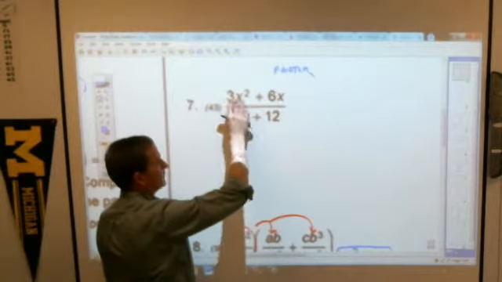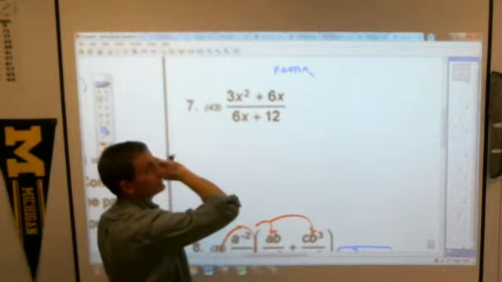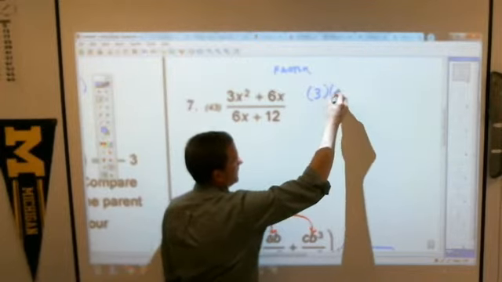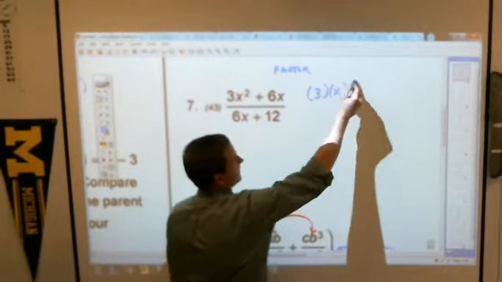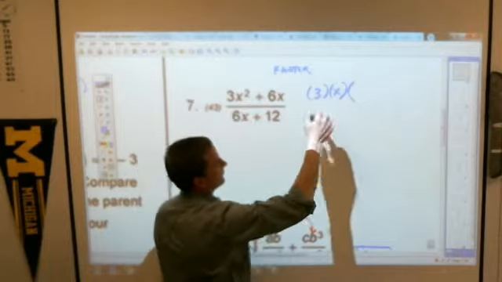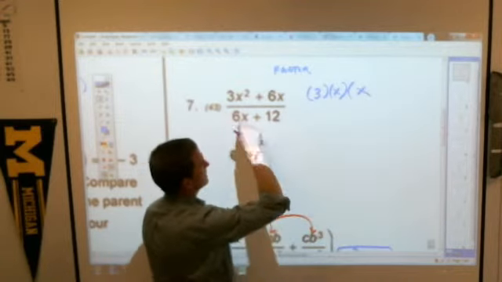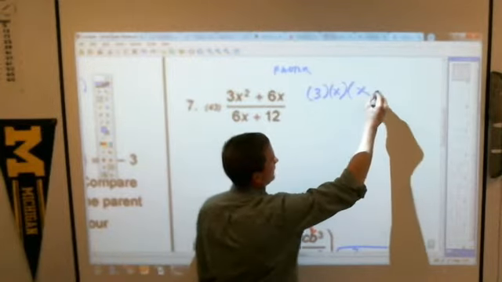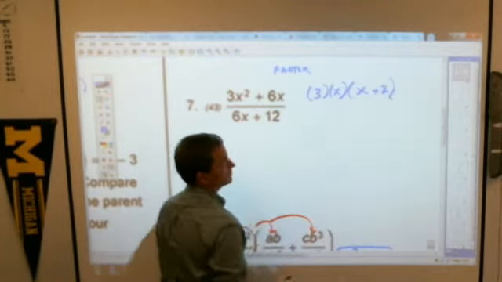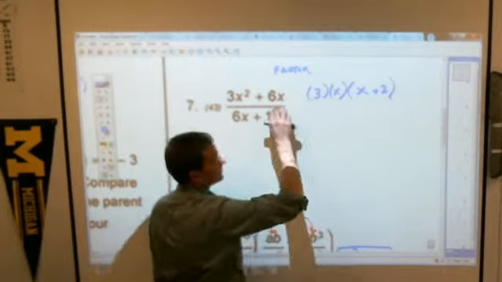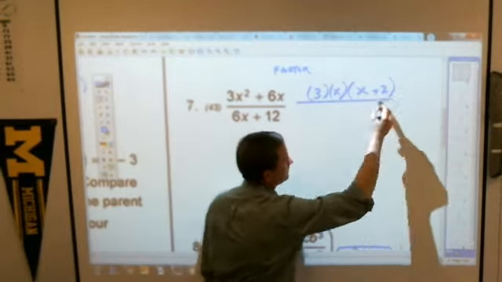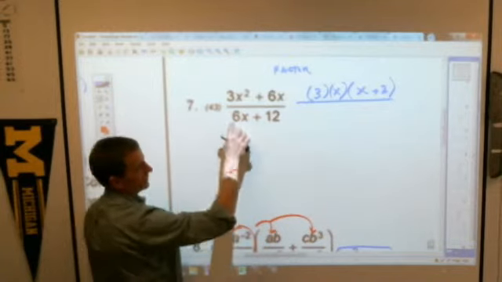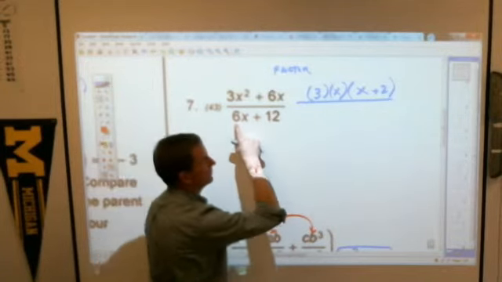What can I take out of 3x squared and 6x? A 3x. And remember, it is a 3 times an x. That's what 3x is. If I take 3x out of this, I'm left with an x, because it's x squared. If I take a 3x out of 6x, I'm left with a 2, because 3x times 2 gives me 6x. On the bottom, I'll change colors just because I like some colors. What can I take out of those? 6.